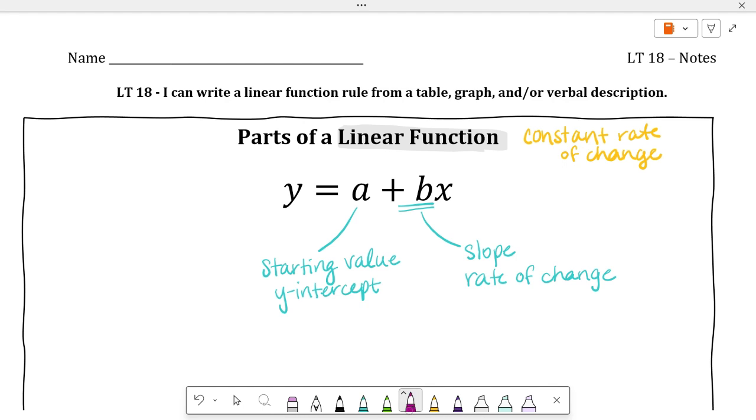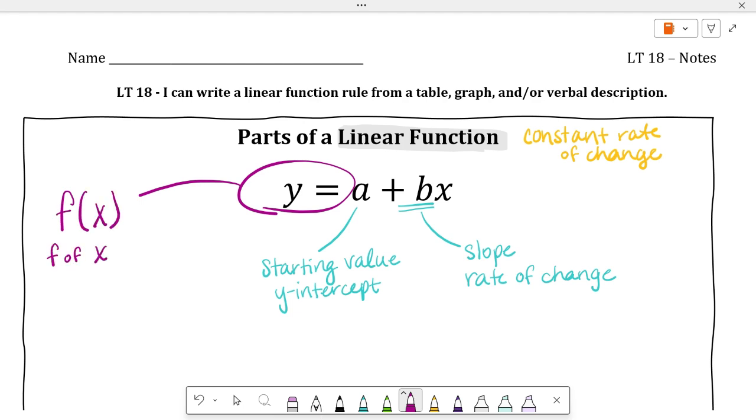All right. One thing I want us to point out, the y equals sometimes will be something like f of x. And all that means is that this side of the equation is the output. And our x here stays x, or whatever variable the question tells us, and that's our input.